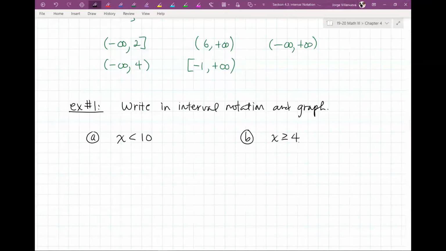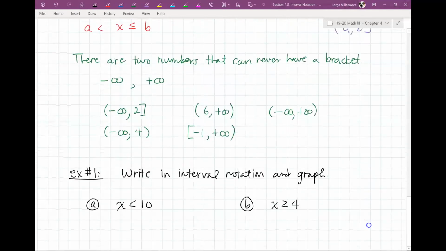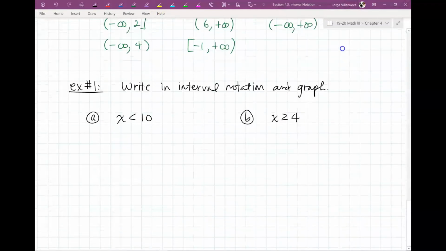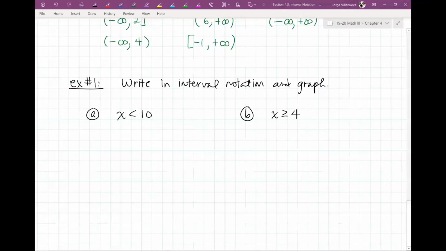So x less than 10 basically means that x can be any number less than 10. Now, notice how it's not written inside a bunch of little numbers, right? It's just one side. They're just saying x is less than that. So when they say x less than 10, you have to understand that x can be any number that's less than 10. So in other words, 10 is the highest number it can be.